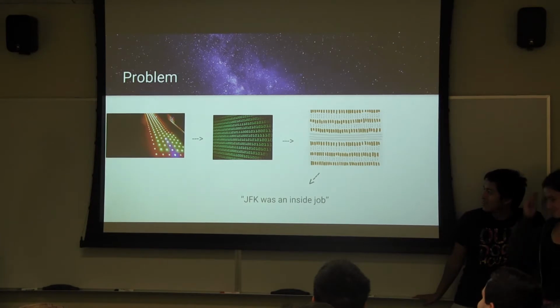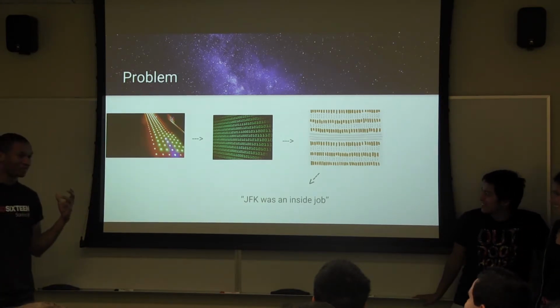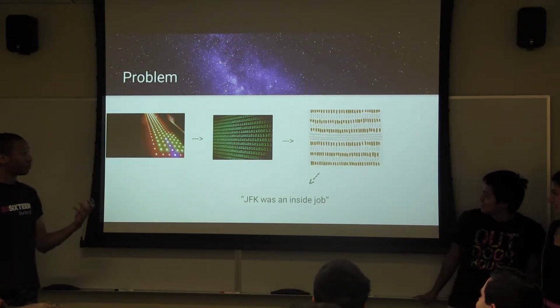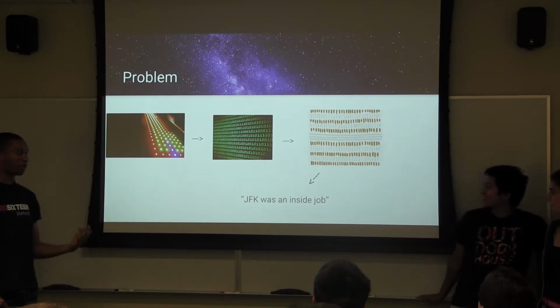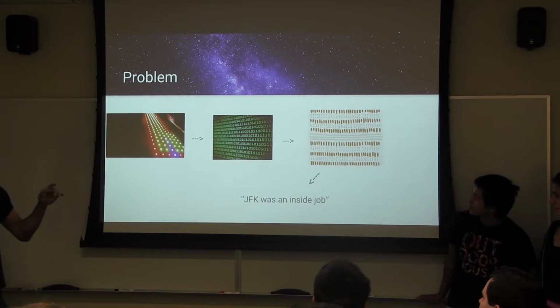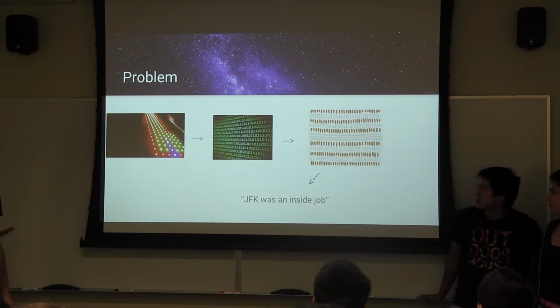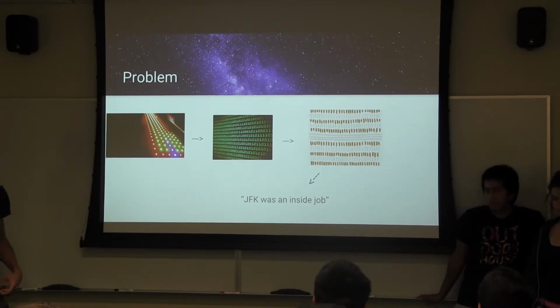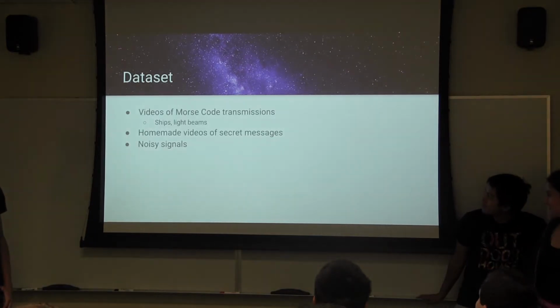So this is our basic pipeline. We want to convert a video of blinking lights into ones and zeros representing how long the lights are on and when they're off. Then we can convert that into Morse code and then use some algorithms to translate the noisy Morse code into an English description. Uncovering very important facts.